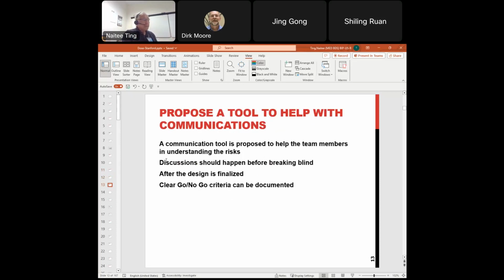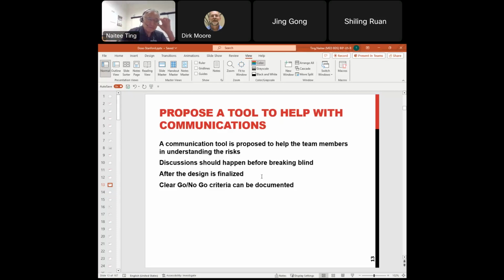So we had to discuss before breaking blind, because after breaking blind, I'm useless. I'm just a pair of hands. I'll just do the analysis from left to right. But before unblinding, that's the opportunity I can communicate these risks. And I say after the study design is finalized, because if I go through this communication tool and they understand what I'm talking about, they may change the design, they may increase sample size. There's no need to increase sample size, because for this given sample size, we're willing to take these kinds of risks.